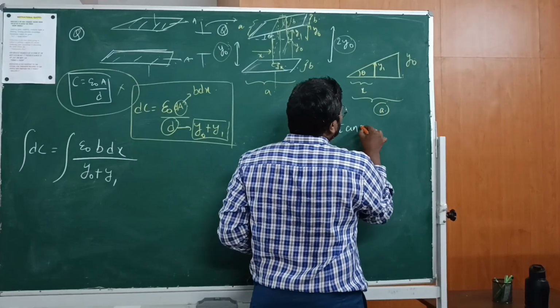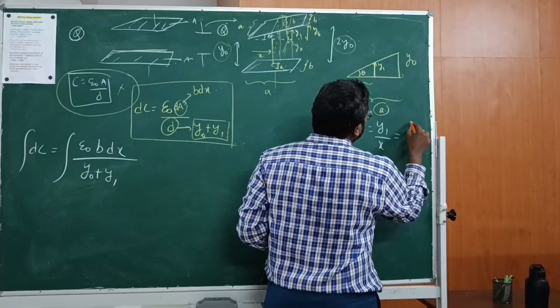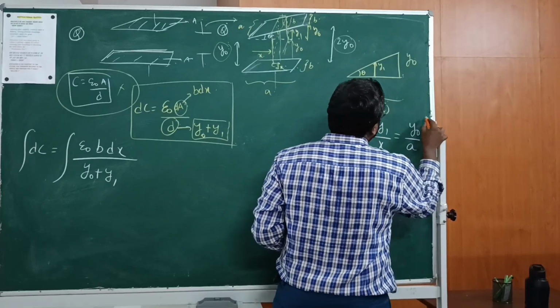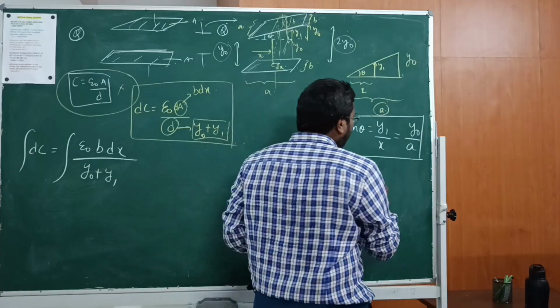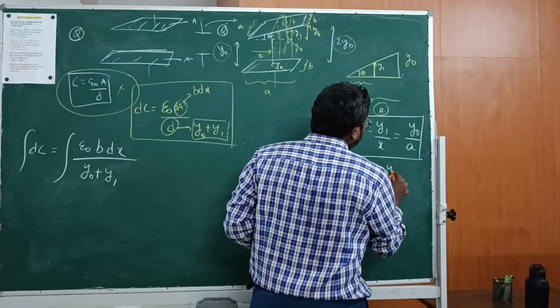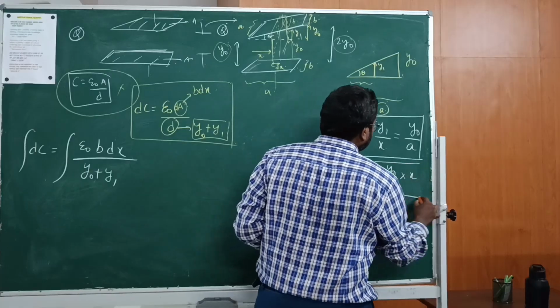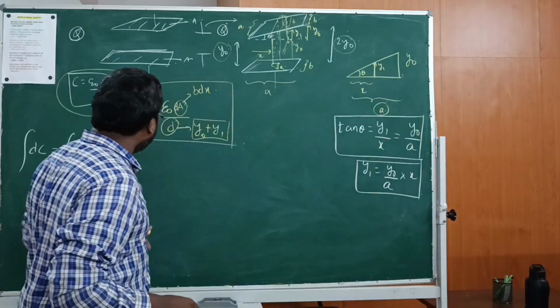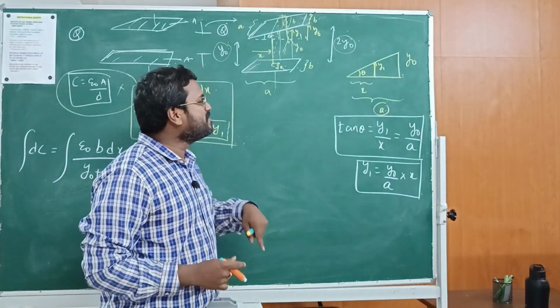If you look at the equations we have here, we can write tan theta. What is tan theta here? Y1 by x is equal to Y naught by a. Correct or not? So we can write this Y1 as Y naught by a into x. Correct or not?